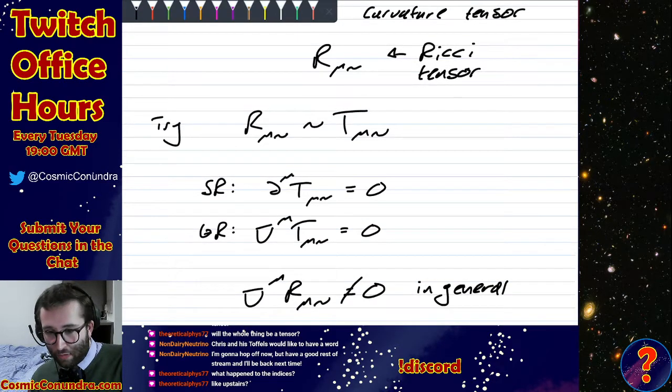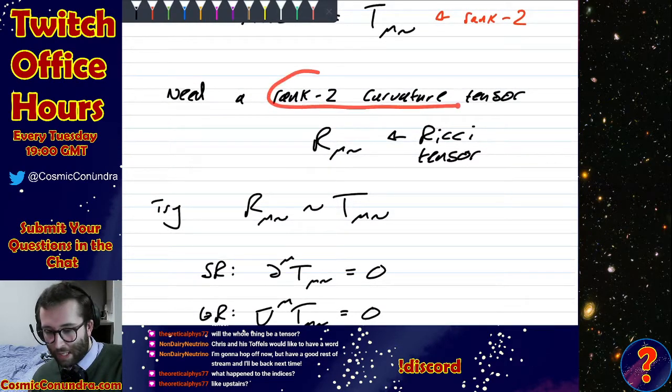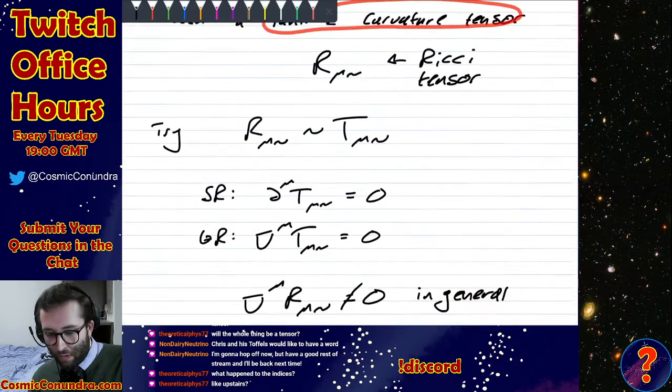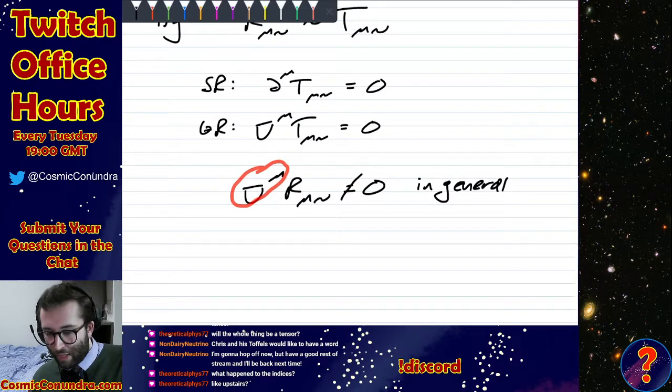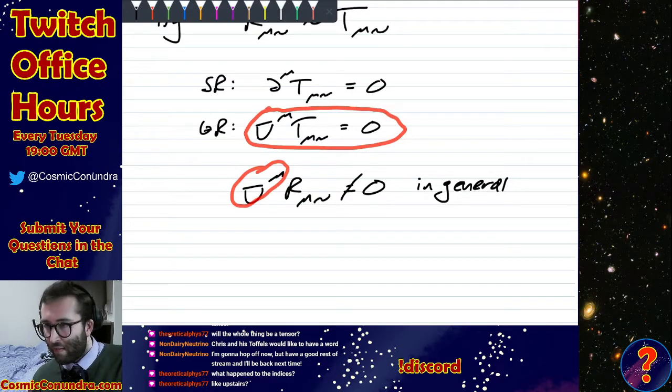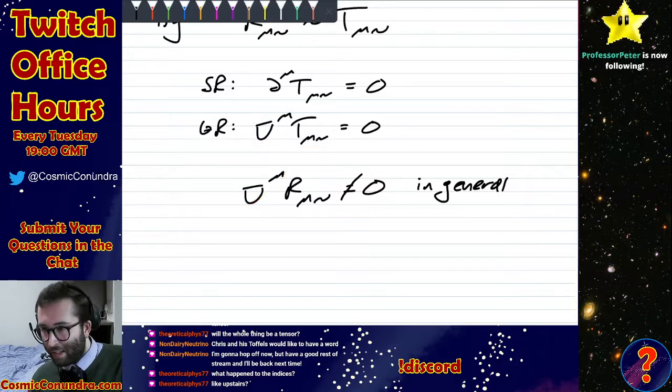So we've now restricted the requirements we want for our rank 2 curvature tensor. We know it should be rank 2, but we also know that whatever it is, the curved space derivative of it should be 0 from this fact here. This is the GR version of conservation of energy, conservation of momentum.